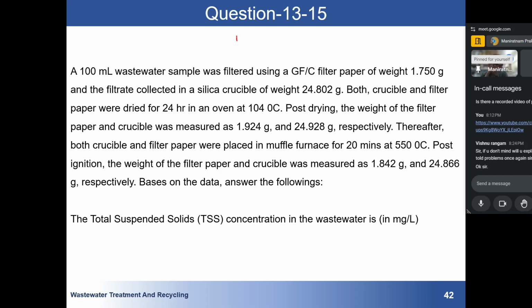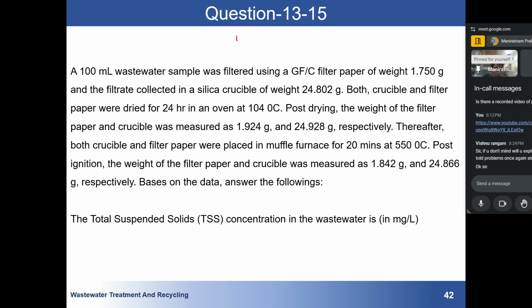Just recheck it. How have you done it? Na2CO3. Sodium 23, sir. 23 into 2, sir. Na2, see how much. That is correct. 23 into 2. Then plus carbon 1, sir. Carbon not 1. Carbon 12.